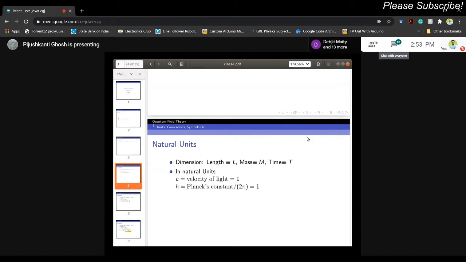So that means I talked about three fundamental constants: c, velocity of light; h bar, Planck's constant; and G, gravitational constant. Now if we are fixing velocity of light equal to 1, Planck constant equal to 1, then basically we are left with one fundamental constant which is not fixed. Now we want to see what is the consequence of this choice: velocity of light is equal to 1 and h bar is equal to 1.